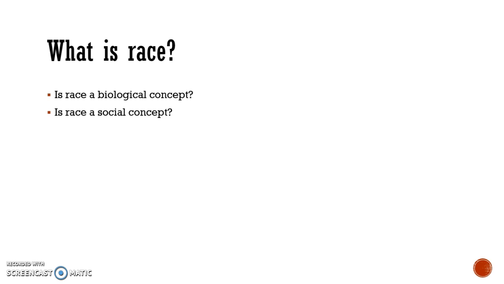So a sociological definition of race goes like this: a group of people who are perceived by a given society to be biologically different from others.